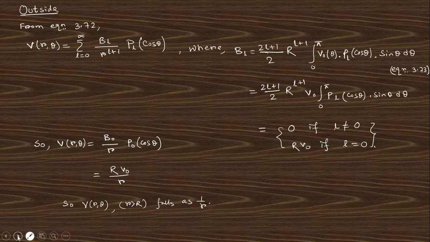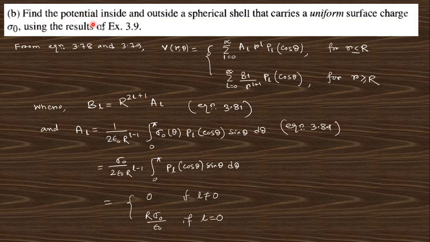Okay, now the next question says, find the potential inside and outside a spherical shell carrying uniform surface charge density sigma 0. So this is the expression for the inside potential, this is the outside potential, where B_l and A_l are connected like that, and this A_l can be calculated using this formula, and you just follow a similar pattern. You will get this expression of A_l.